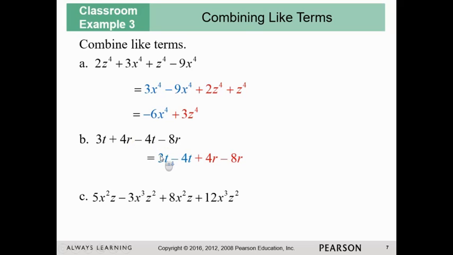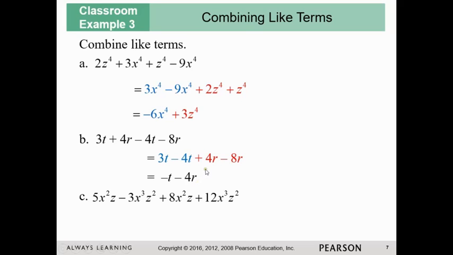Now looking at B, we've got some t terms and we got some r terms. So we can put the t terms together and we can put the r terms together. So 3t minus 4t is negative t. 4r minus 8r is negative 4r.